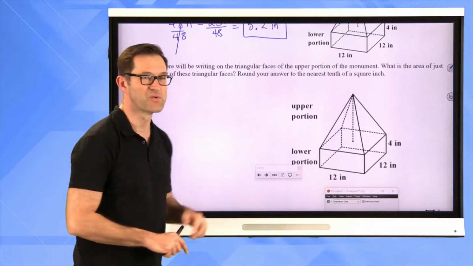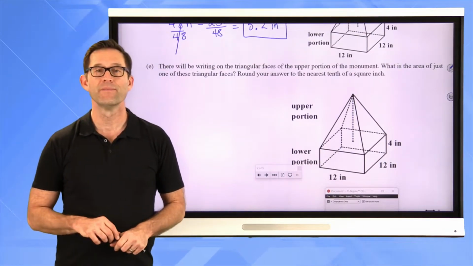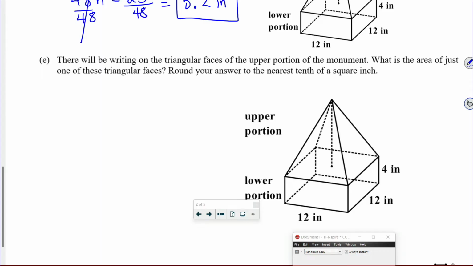problem. This one's really quite cool. Letter E. There will be writing on the triangular faces of the upper portion of the monument. What is the area of just one of these triangular faces? Round your answer to the nearest tenth of a square inch.